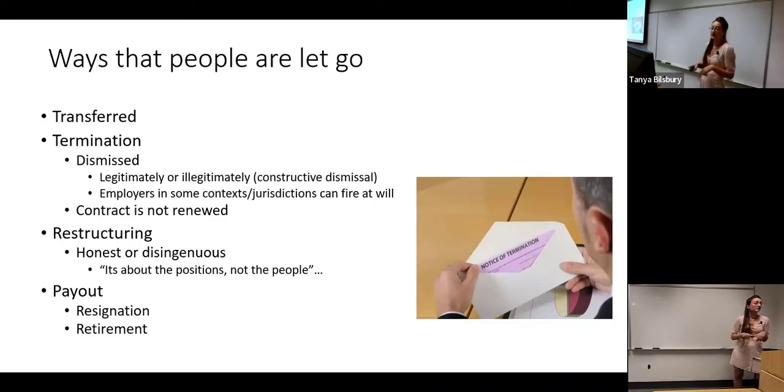And sometimes people are terminated, and they can be legitimately or illegitimately dismissed. If somebody is violating their contract, or their performance is unacceptably poor, then you can let them go. In some contexts and jurisdictions, I think employers can fire at will. I think that's more of a thing in the United States than in Canada. But there are labor laws.